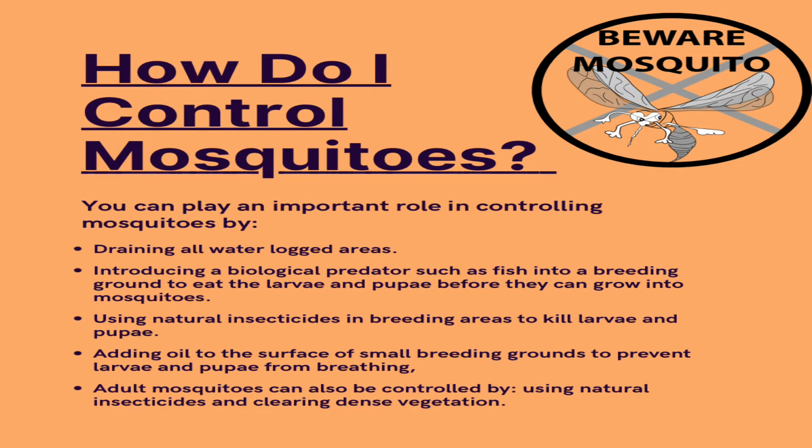How do I control mosquitoes? You can play an important role in controlling mosquitoes by draining all waterlogged areas, introducing a biological predator such as fish into a breeding ground to eat the larvae and pupae before they can grow into mosquitoes, using natural insecticides in breeding areas to kill larvae and pupae, adding oil to the surface of small breeding grounds to prevent larvae and pupae from breathing. Adult mosquitoes can also be controlled by using natural insecticides and clearing dense vegetation.